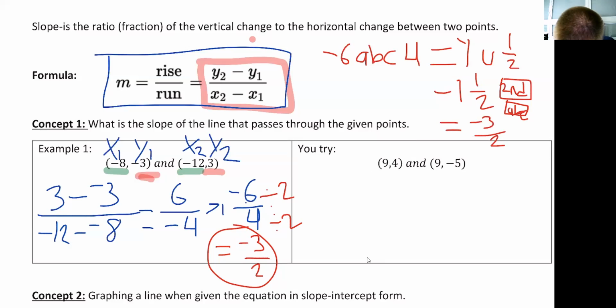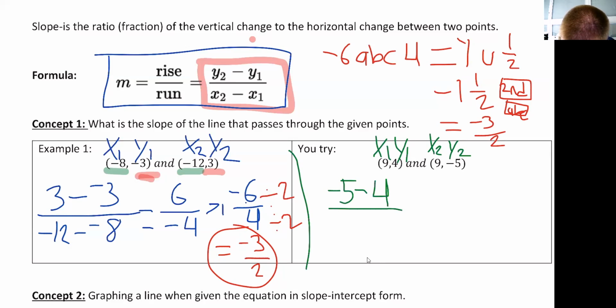All right, assuming you gave that a try, remember if you label these points, you got x1, y1, like your first x, your first y, then you got your second x, your second y. So if you plug this into our formula, you should have had -5 minus 4 on the top, all over 9 minus 9. So if you put this in a calculator, or just work this out, -5 minus 4 on top would be -9. 9 minus 9 on the bottom is 0.